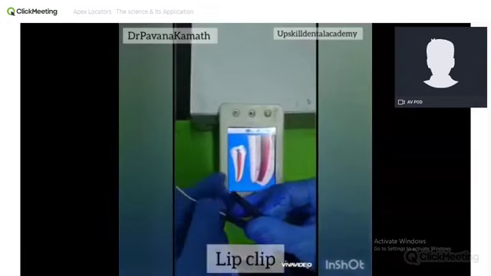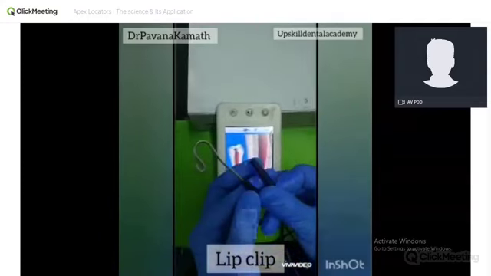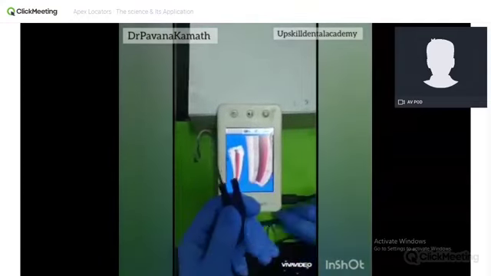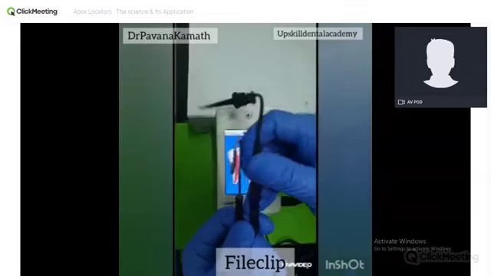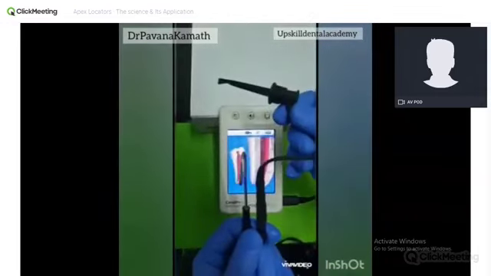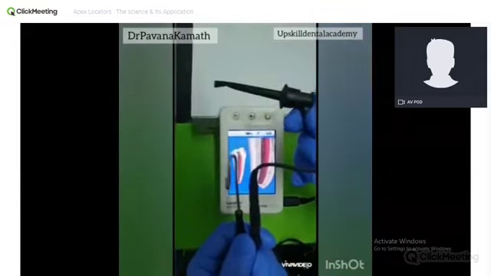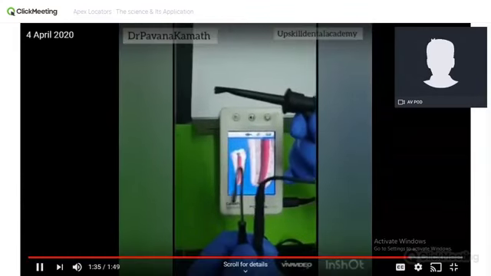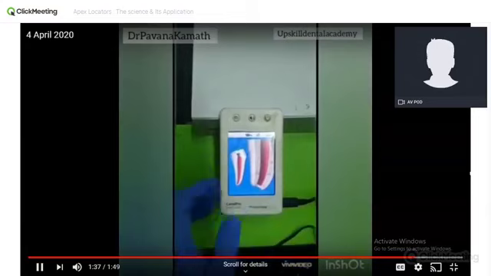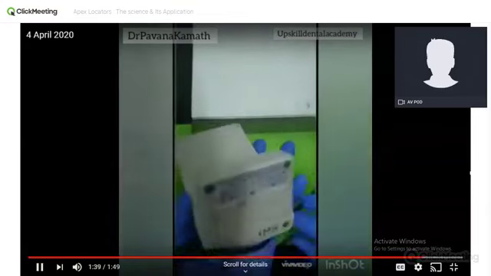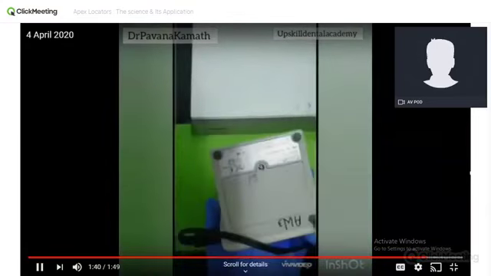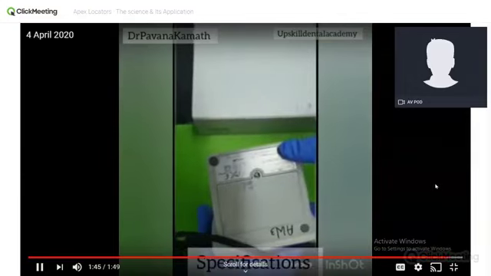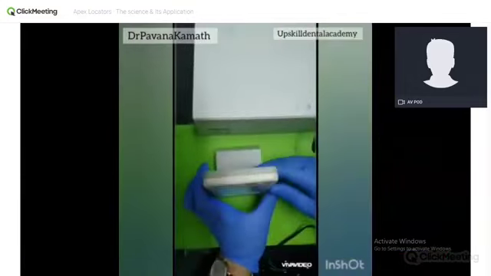Let's insert the lip clip, which is hook shaped and gets easily placed onto the lip. And then you have the file clip attached to the other. Now we are ready to use this Apex Locator. We should also know that the batteries of the Apex Locator are located and specifically marked, and specifications of the Apex Locator are always given by the manufacturer. So that is for our reference.